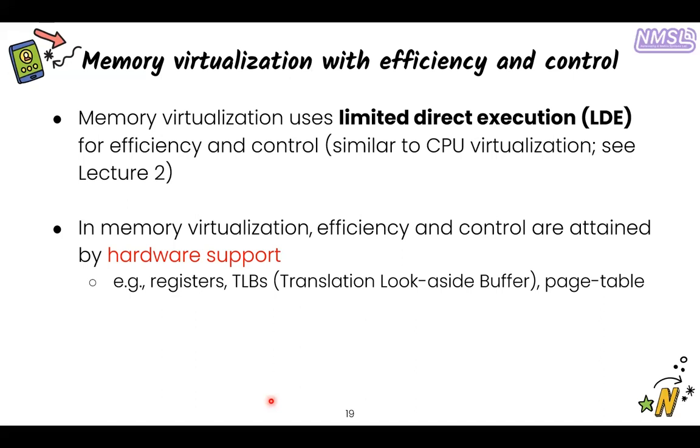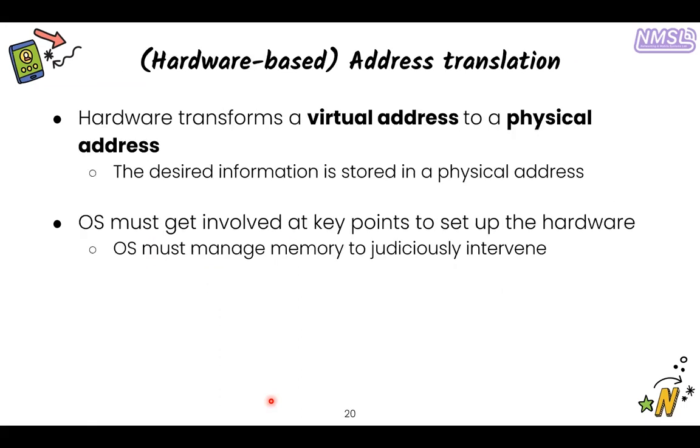So we talked about CPU virtualization, and the main strategy that we had was limited direct execution, LDE. For memory virtualization, we do something very similar, just to achieve efficiency as well as control. For memory virtualization, we need some hardware support in the forms of registers, translation lookaside buffer, and page table. TLBs and page table we'll touch on more later in the course. But let's first look into address translation.